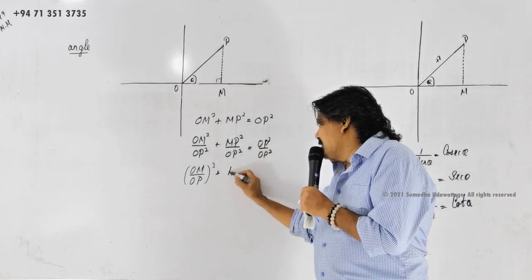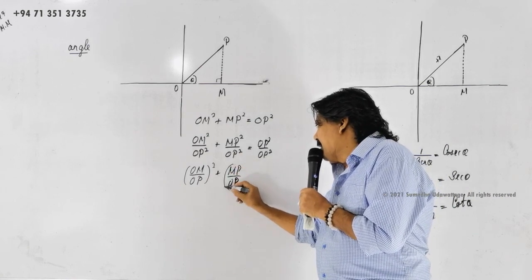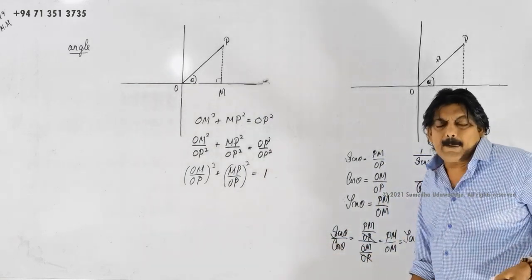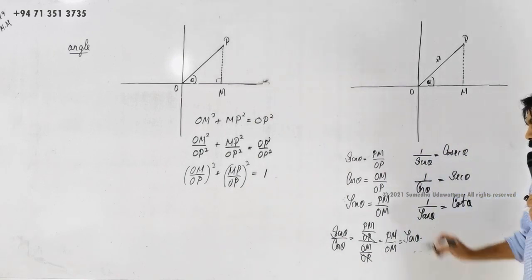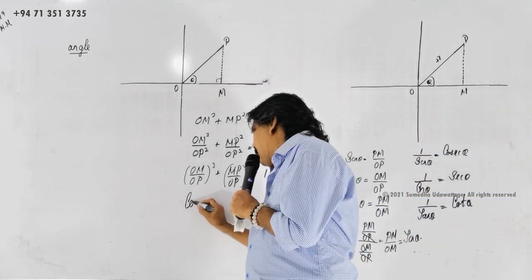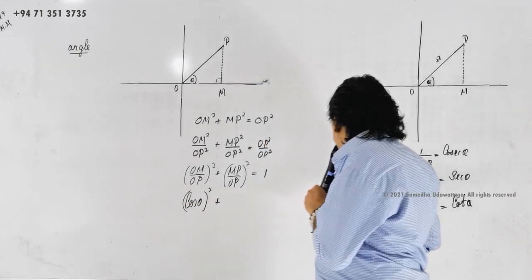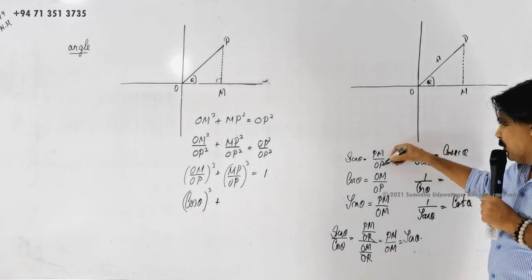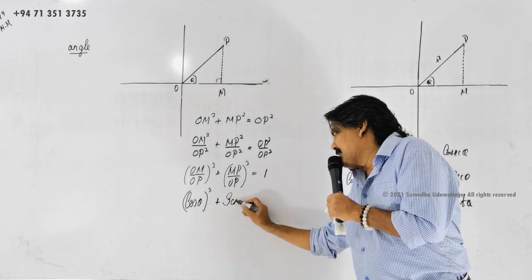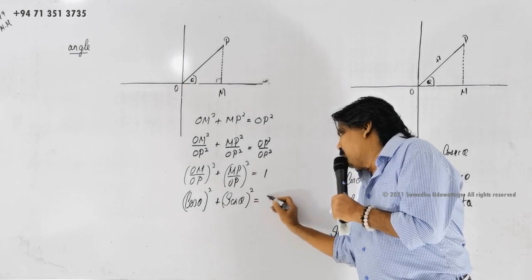Again, this I would write as MP over OP, the complete thing squared, and this is 1. Then OM over OP is cos theta, squared. MP over OP is sin theta, squared, and that is equal to 1.